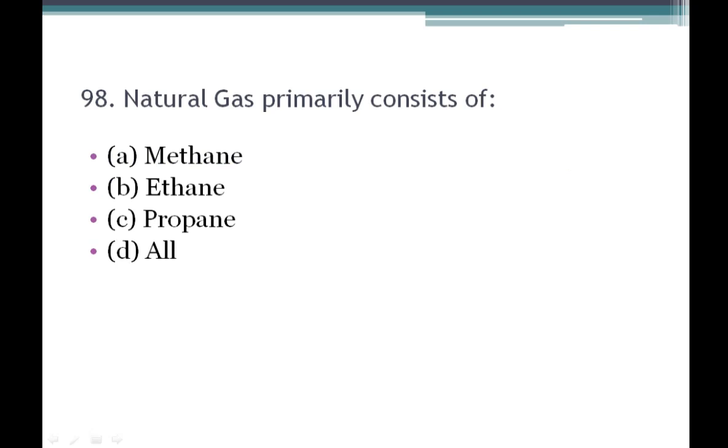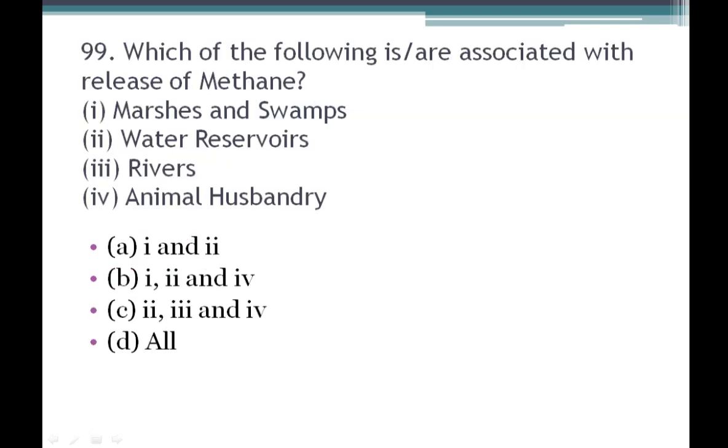Question number 98. Natural gas primarily consists of methane, ethane, propane. The correct answer is option D, that is all of the above. Question number 99. Which of the following is or are associated with the release of methane? Number 1, marshes and swamps. Number 2, water reservoirs. Number 3, rivers. Number 4, animal husbandry. So the correct answer is option B, that is 1, 2 and 4. Rivers are not associated with the release of methane because rivers are always flowing. It happens only when these are stagnant.